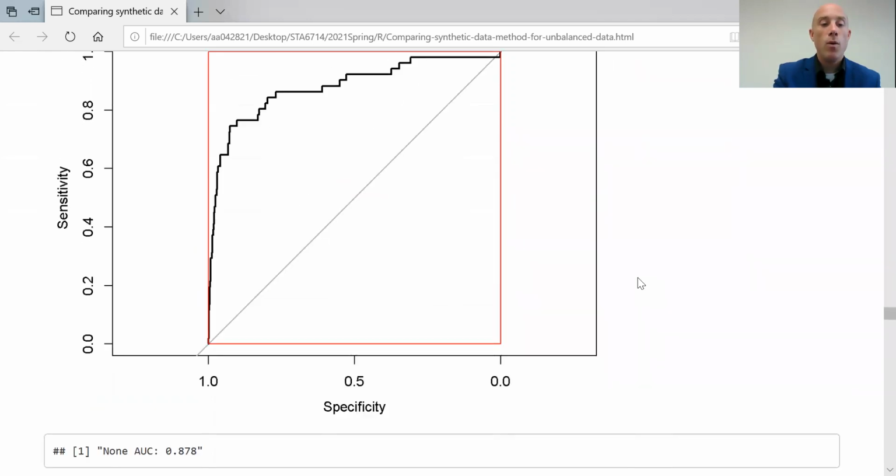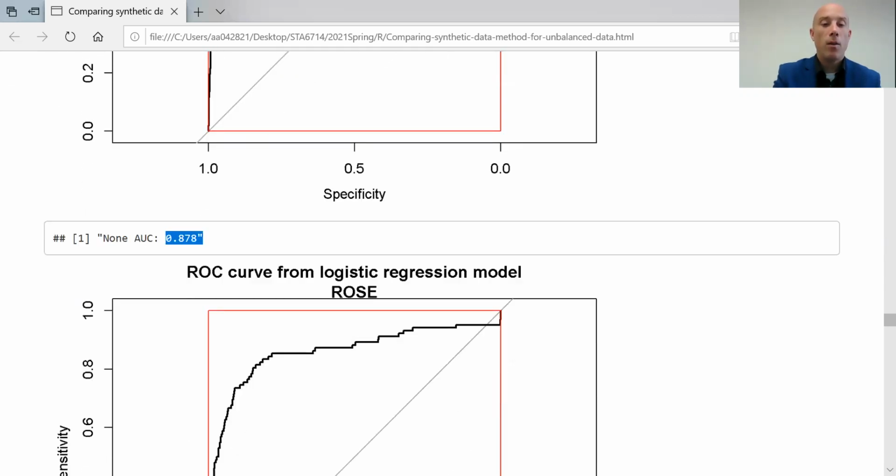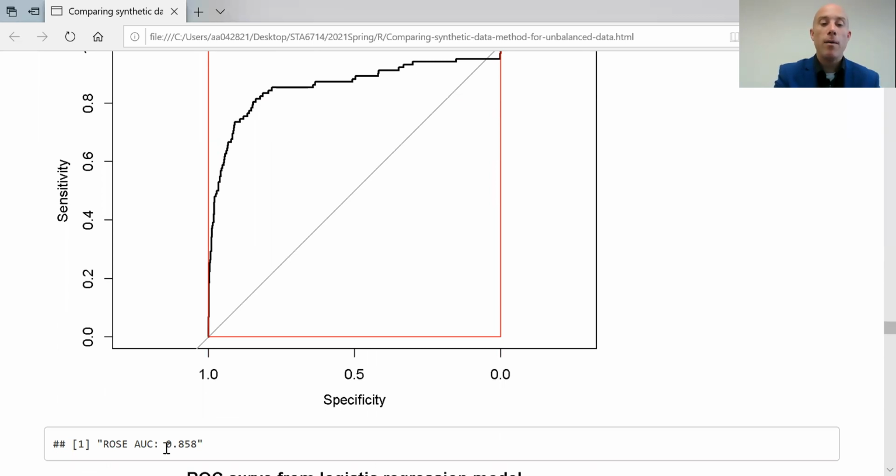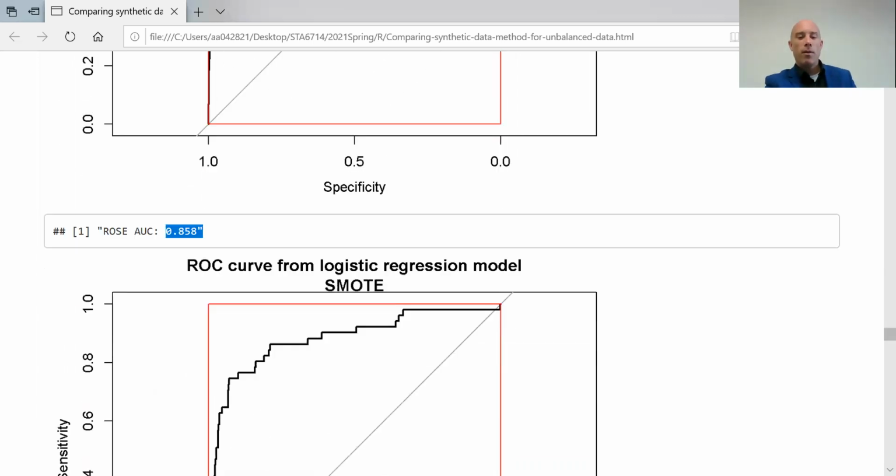All right, so when we use no synthetic data, we have an AUC of 0.88. All right, now let's take a look at using rows. When I look at rows, the AUC actually went down. It went down from 0.88 to 0.86. That's not very good. That kind of defeats the purpose of generating data, right? I went through all this work and I get a worse model. That's awful.